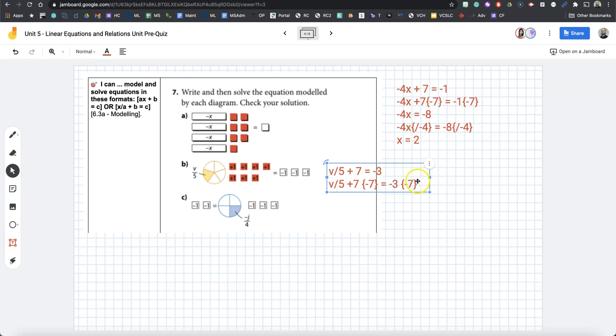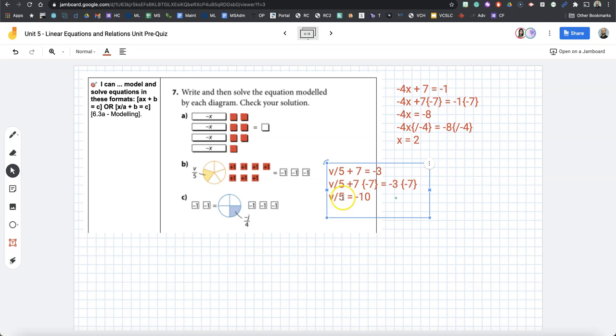All right. And then we've got, okay, so this positive 7 and negative 7 cancel out, so that gives us v over 5 equals negative 10. Remember, you've got negative 3, that's 3 of these tiles here, and negative 7. That's just adding 7 more. That gives us a total of 10 negative tiles. That's the nice thing about tiles.